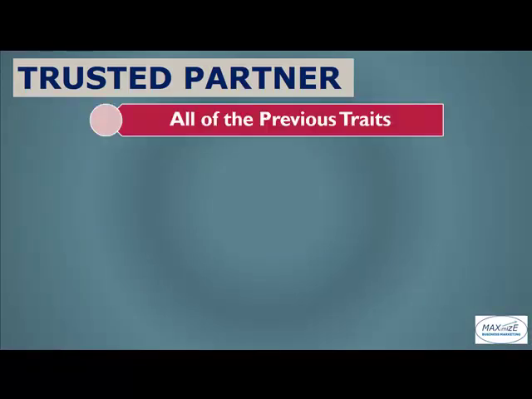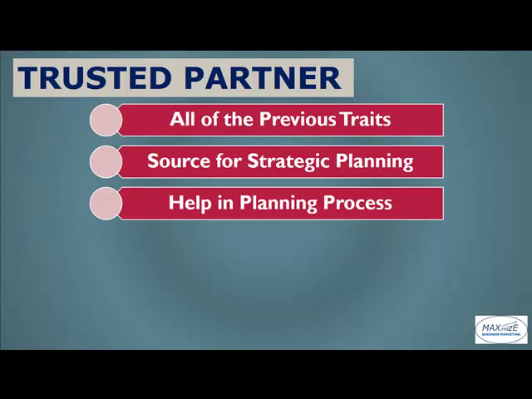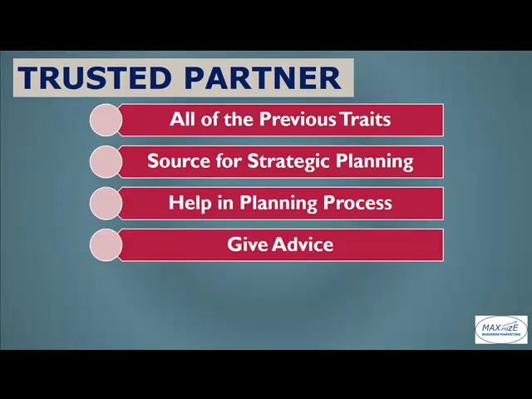Trusted partner. You have all of the traits of the 3 previous relationship levels, plus you're the source for strategic planning. So you may help them do their planning process. You give advice, not just on what products you've got. They take advice, I guess, is probably a better way to put it, because they've asked you for it as a trusted partner.